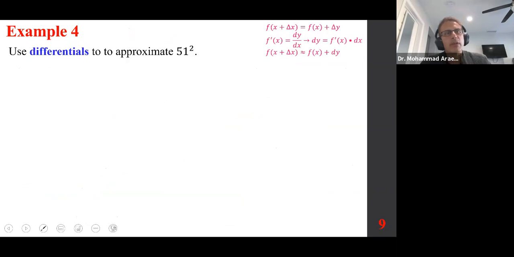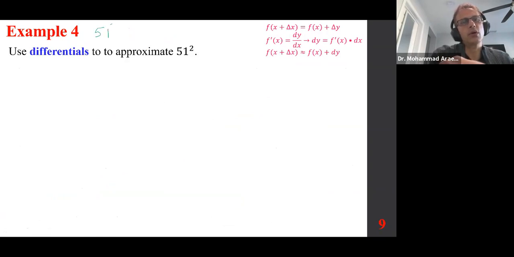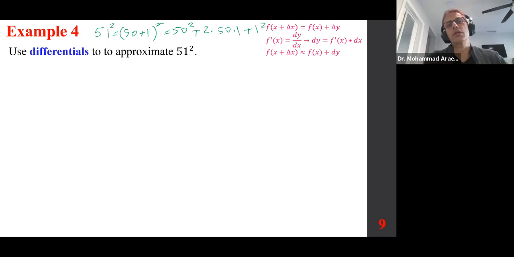We are interested in approximating 51 squared. First, let me just quickly remind you, if you want to square that in your head, you can use algebra as follows. 51 squared is (50 plus 1) squared, which is 50 squared plus 2 times 50 times 1 plus 1 squared. I'm using (a plus b) squared. So in your head, you can come up with the answer of 2601.